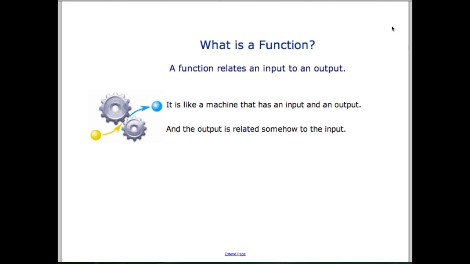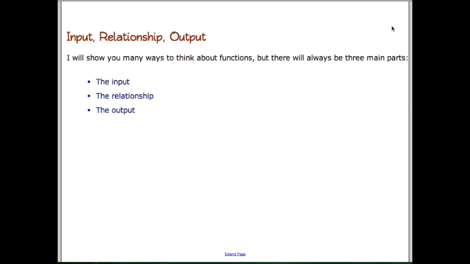So first, what is a function? A function relates an input to an output. It's like a machine that has an input and an output, and the output is somehow related to the input. So if something goes in, it causes something to go out, if we think of a machine that way. Okay, there's the input, the relationship, and the output. I'm going to show you many ways to think about functions, but there will always be three main parts. There will always be the input, the relationship, and the output.